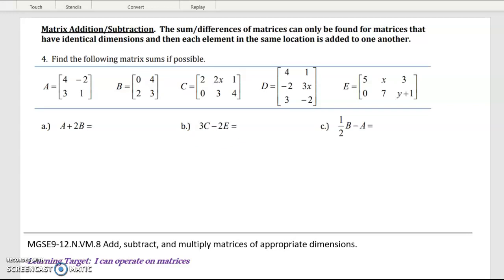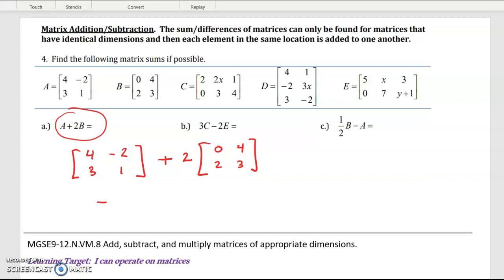Now we're going to mix it up a little bit. If you look at number 4, part A, A plus 2B means you want to multiply matrix B by a scalar multiple of 2, then add the matrix to A, and we add matrices in the obvious way, and here's what I mean by that. We're going to take matrix A, and we're going to add 2 times matrix B. It really is like order of operations. Think of it as like parentheses. I need to do the scalar multiplication first.